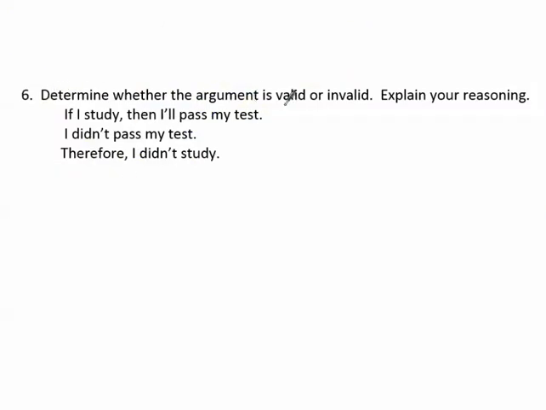Determine whether the argument is valid or invalid. Explain your reasoning. If I study, then I'll pass my test. I didn't pass my test. Therefore, I didn't study. Again, it's often easier to apply symbols to the statements. So after the if will be our hypothesis. We'll assign P. Then I'll pass my test. That's the conclusion. We'll assign it Q. So far what we have is P arrow Q.